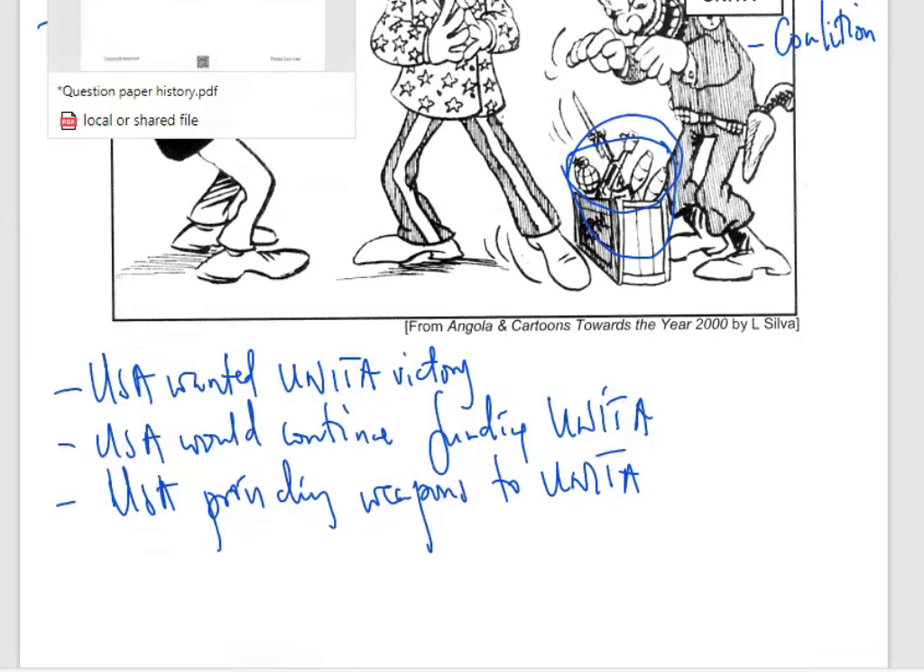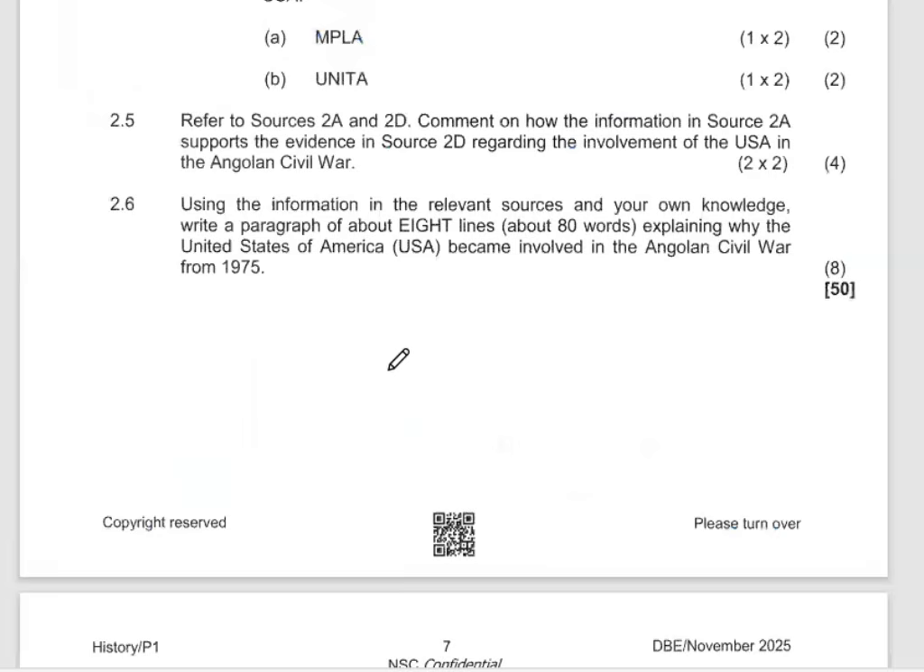You just highlight an idea which is portrayed in one source and also try to figure out how the same idea is presented in the other source. Right, coming to the last question of our question 2.6. Using the information in the relevant sources and your own knowledge, write a paragraph of 8 lines explaining why the USA became involved in the Angolan civil war from 1975.